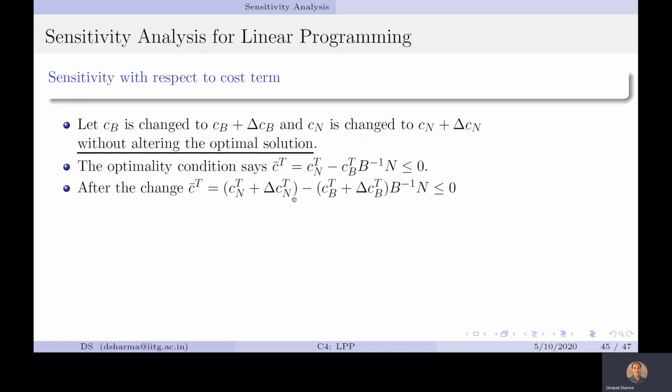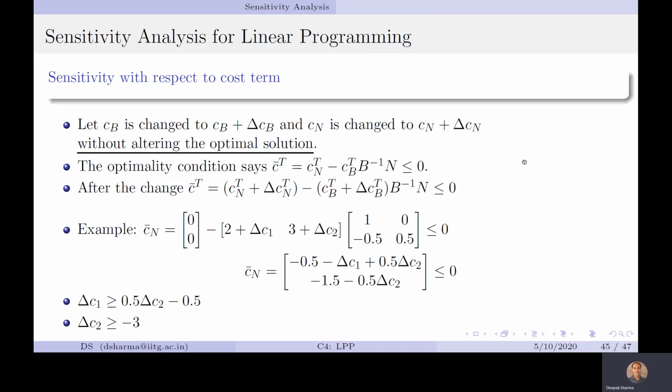So the cost coefficient corresponding to the non-basic, minus the cost coefficient corresponding to the basic times B inverse N, should be smaller than 0. Let us take an example here. CN transpose, the cost coefficient corresponding to the non-basics, is 0. Why? This example is the same one we solved just before for the sensitivity with right hand side. The non-basic variables were x3 and x4, and their cost coefficients were 0 and 0. So that's why it is written there.